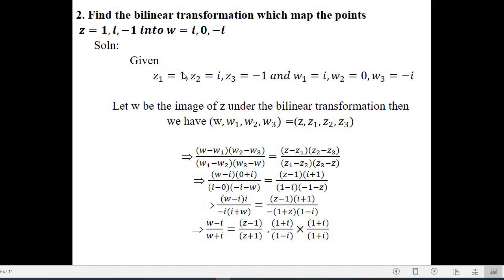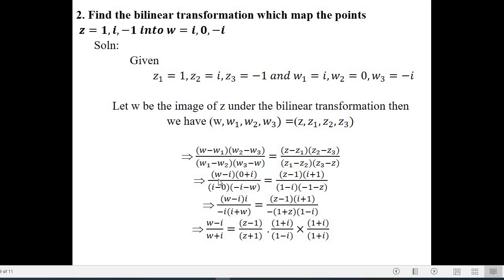In the RHS, z minus z1. What is z1? 1. Into z2 minus z3. What is z2? i, minus of minus 1 is plus 1, that is i plus 1, whole divided by z1 minus z2. What is z1? 1 minus z2 is i, so 1 minus i, into z3 minus z. What is z3? Minus 1 minus z. So we just substitute the values of w1, w2, w3 and correspondingly z1, z2, z3 in the above equation.